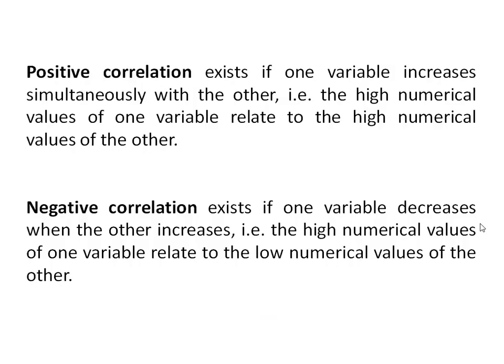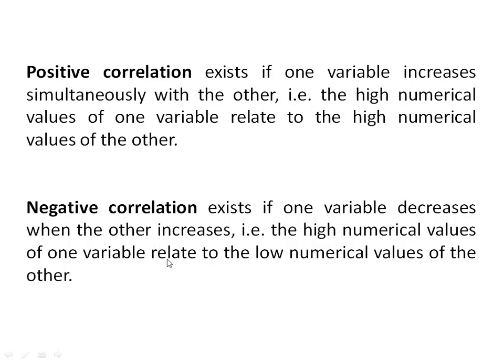Positive correlation exists if one variable increases simultaneously with the other. That is, a high numerical value of one variable is related to a high numerical value of the other variable. For example, if we increase the reading time, the mark also increases. The relationship between reading time and mark is positive, meaning that if we increase the reading time, proportionately the mark also increases. That is positive correlation.